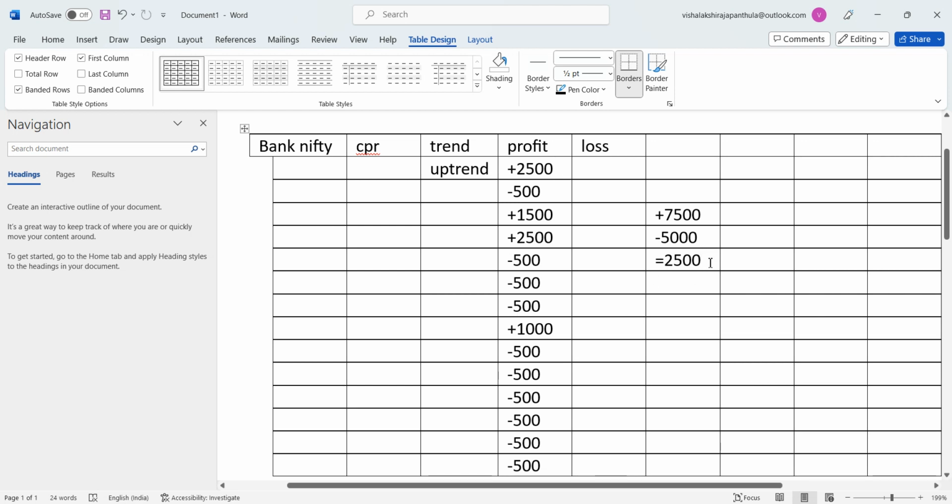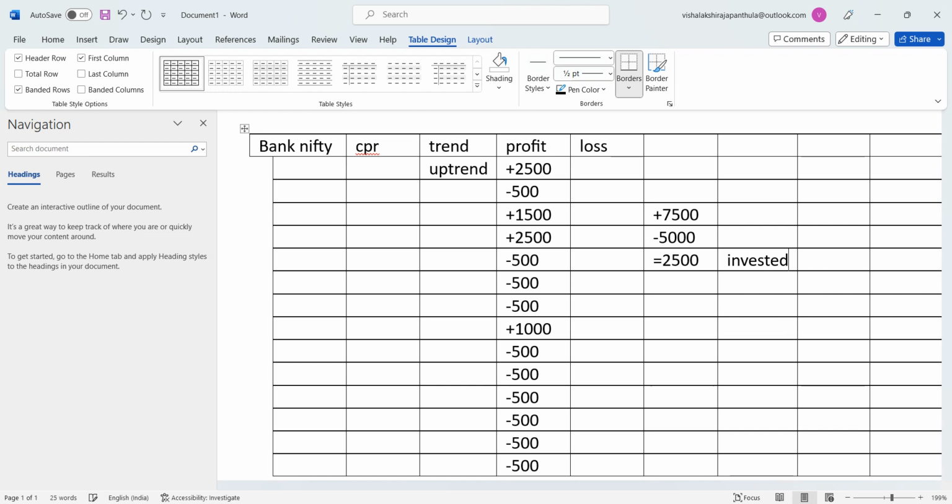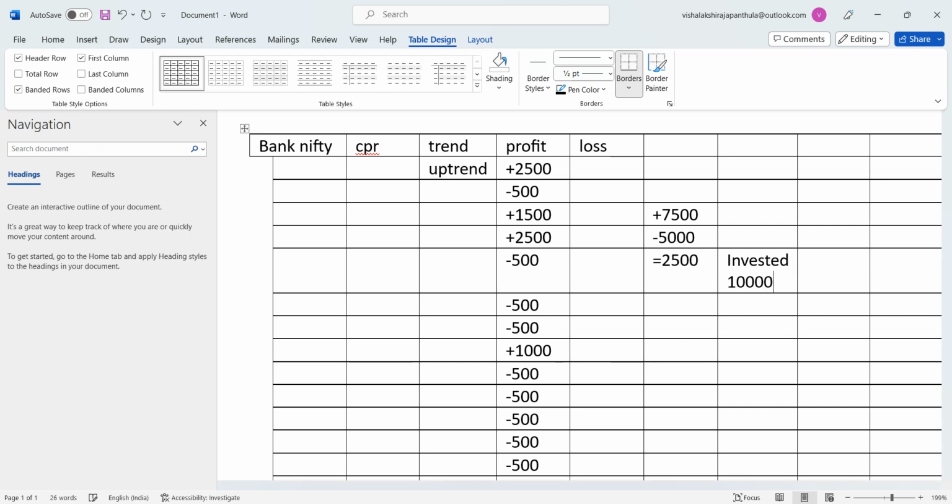Now what is the amount you have invested throughout the month for placing one lot? It is around 8000, 6000, sometimes 5000. Let's say it is 10,000. You have invested 10,000 and you have got 2,500. What is the percent of 2,500 in 10,000? Which is 25%. Understood how you have to think about trading?